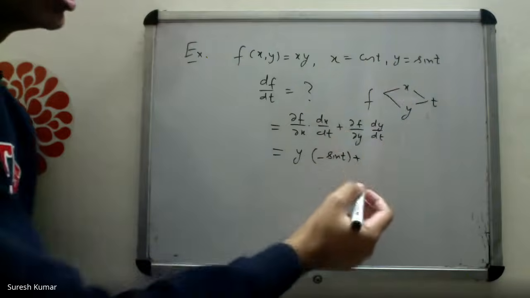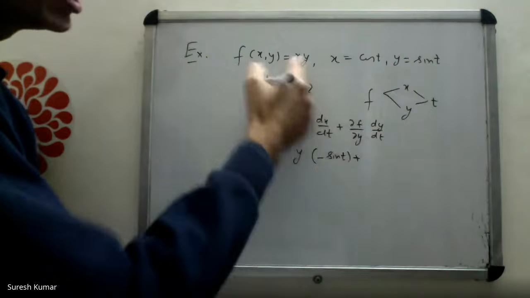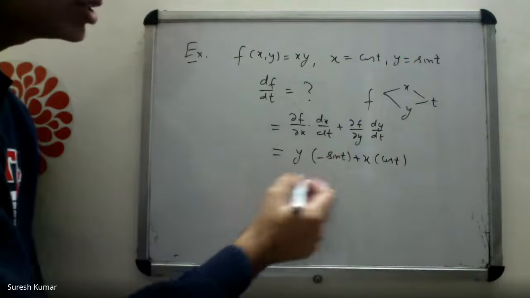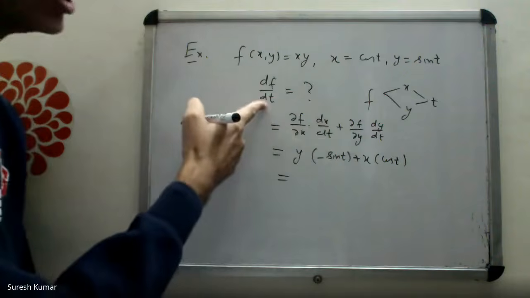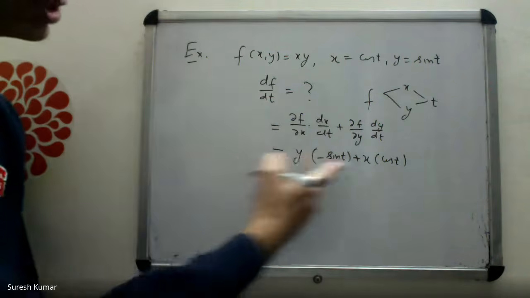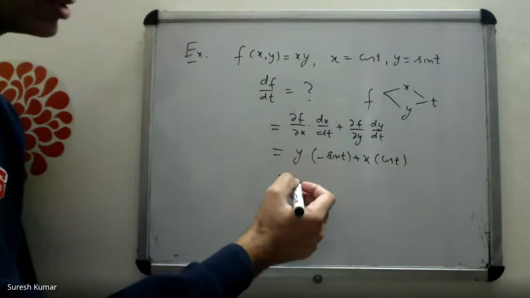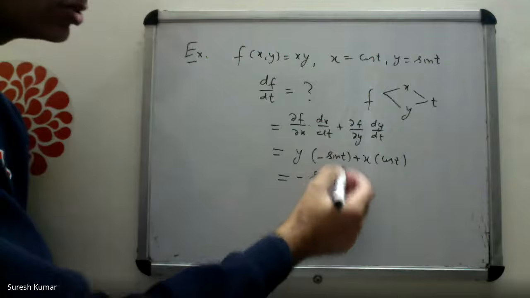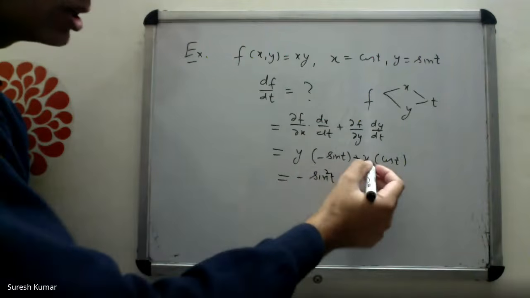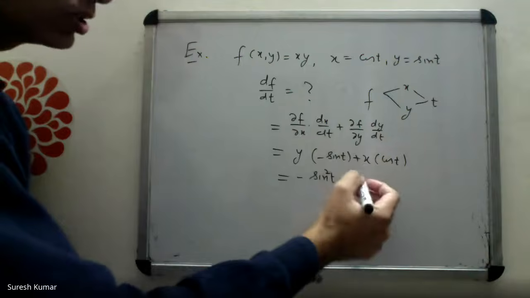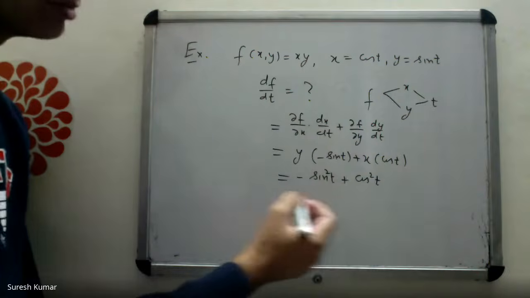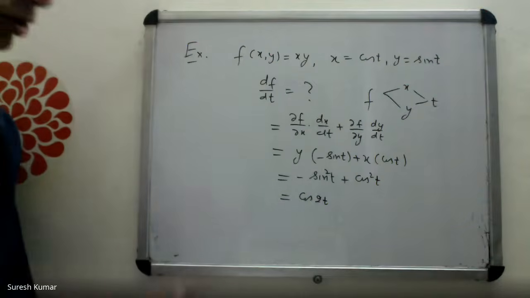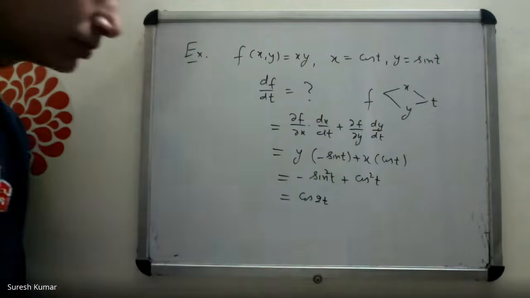Plus partial f over partial y means x, dy over dt means cos t. The answer is mixed in x, y, t. I need finally in terms of t. So replace your x, y values in t. What do you get? y is sin t. So here you get minus sin t into sin t, that means sin square t, and cos t into cos t, cos square t. You can write it as cos 2t if you like. Okay, so this is how you can use the chain rule.